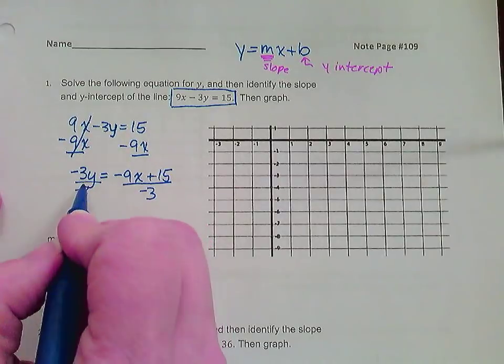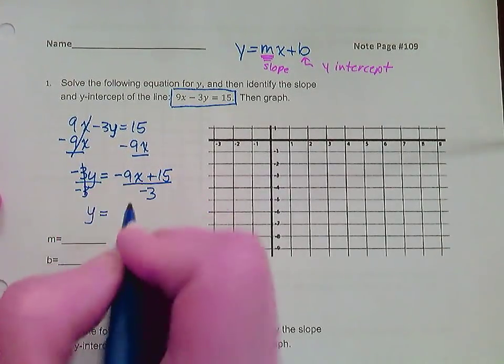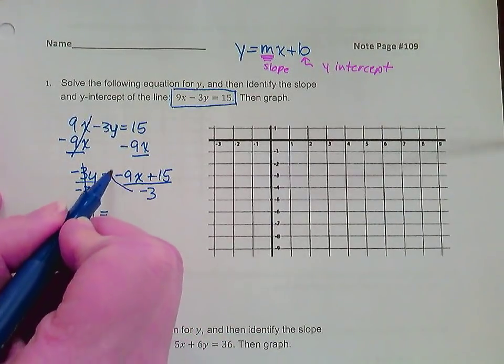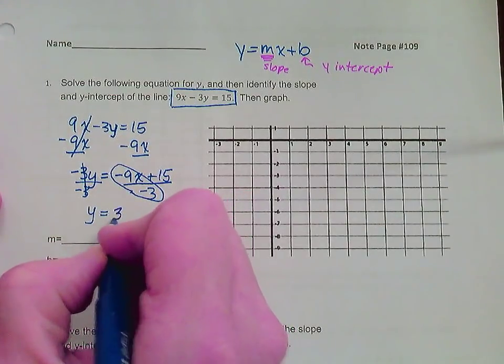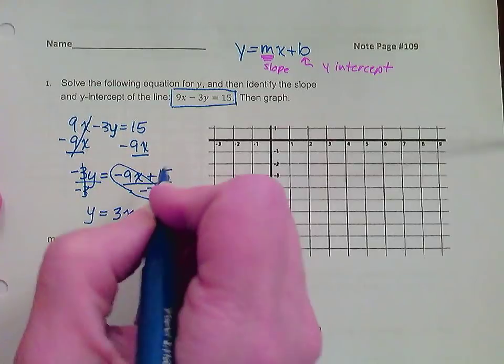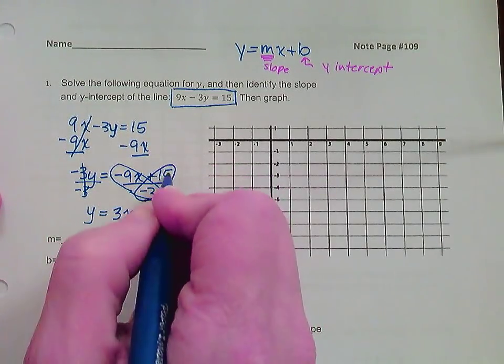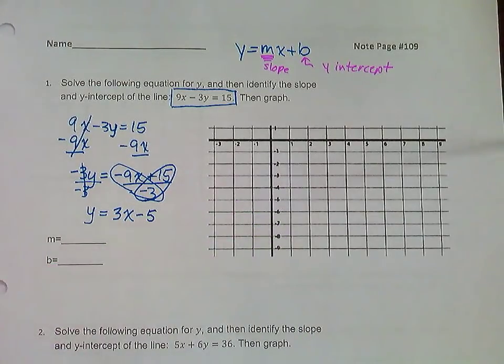On the left-hand side, the -3's cancel out and you're left with y. But be very careful. On the other side, you have to divide this. -9 divided by -3 is 3, so I have a 3x. And then I'm also going to go this way. 15 divided by -3 is -5. I want you to pause the video there and make sure you understand that and you have that written down.